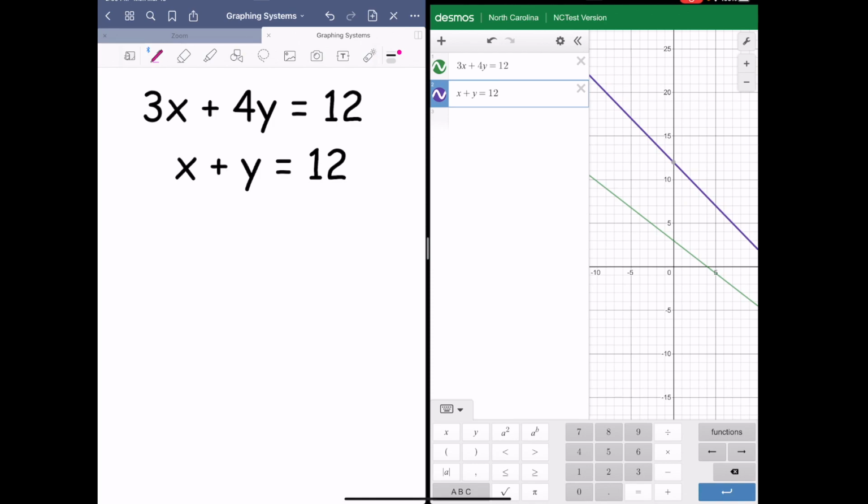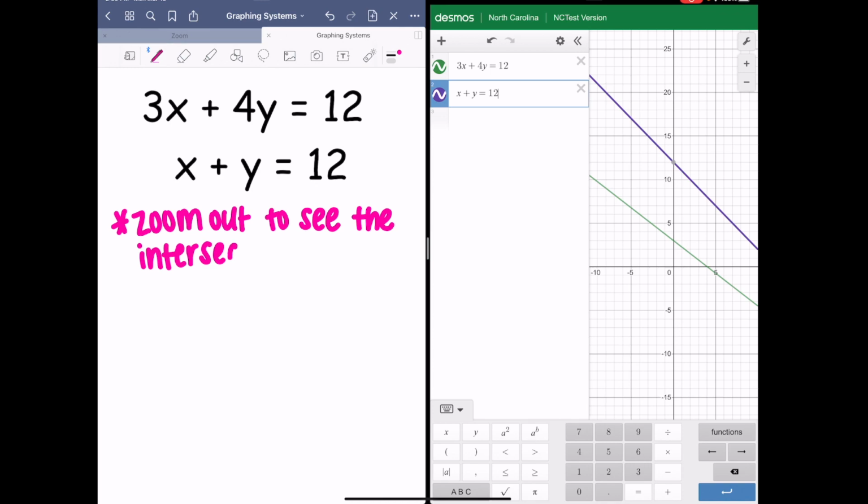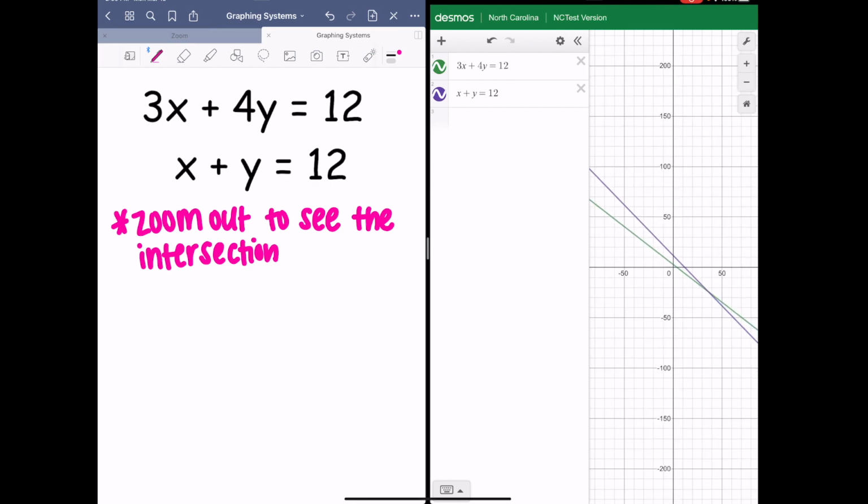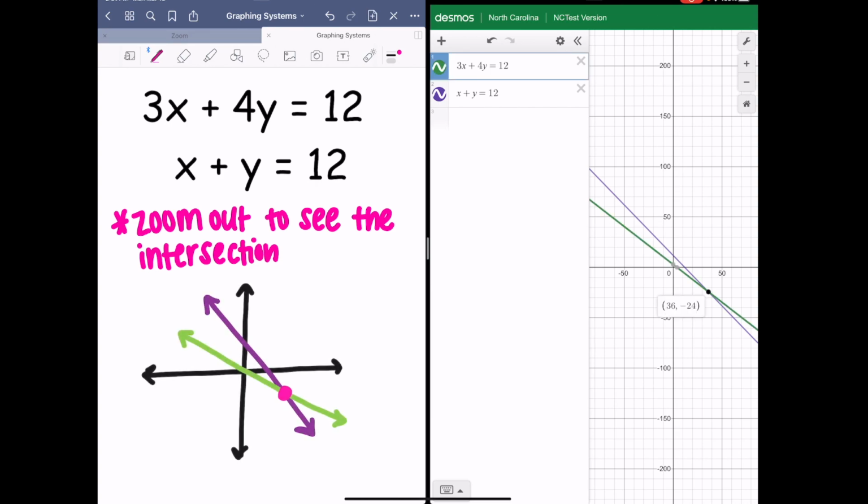All right, now when I graph these at first, they don't look like they cross, so we need to make sure that we zoom out to see the intersection. Okay, so I'm going to zoom out of Desmos. So I'm going to click and drag. You can also use the minus button on the side to zoom out. Now we can see that there is an intersection, and I'm going to click on that point, and it will show us the point of intersection. That intersection is at the point 36, negative 24. So that is our solution, the point 36, negative 24.